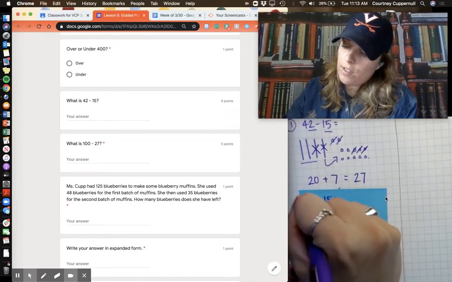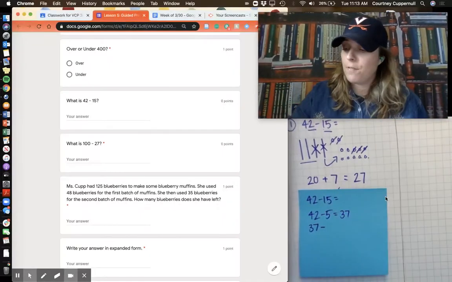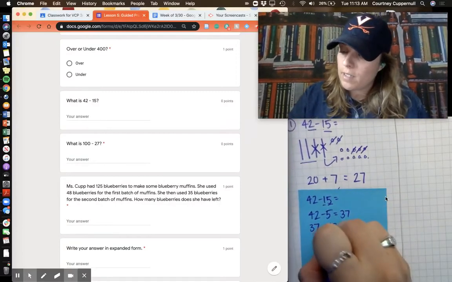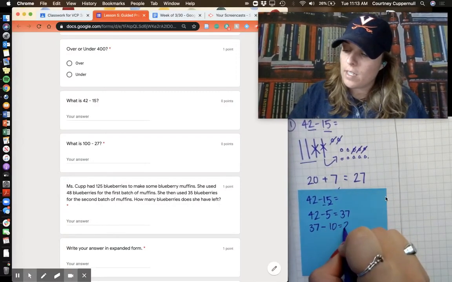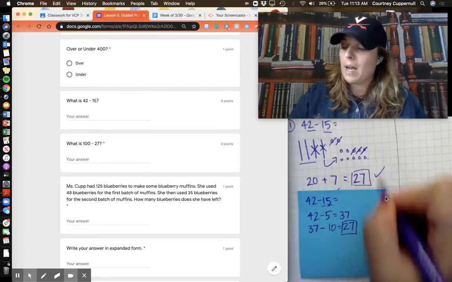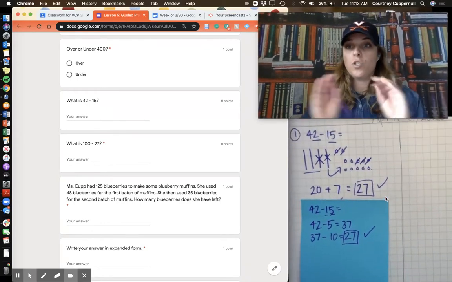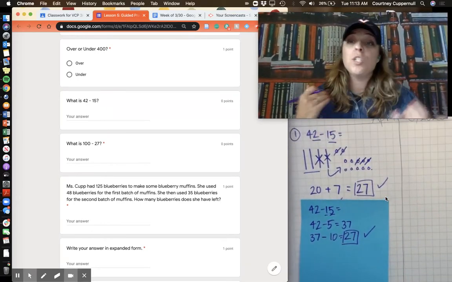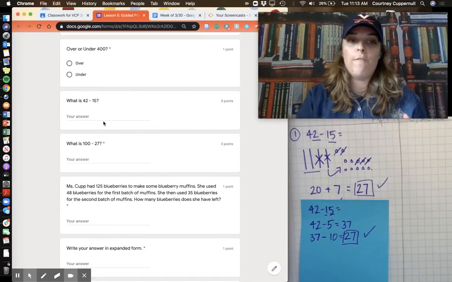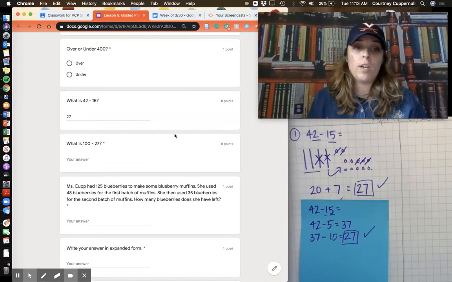Then I can come over here and say 37 minus, and I need to take away the 10 from 15. Since I took away the 5, now I need to take away the 10 that's in 15. 37 minus 10 equals 27. Still got that same answer, but just didn't use blocks this time. So my recommendation is when you notice that you can't just do adding and subtracting the place value, just break it apart into the different parts of this place value. So we know the answer to 42 minus 15 in this case is 27 with our regrouping strategy.